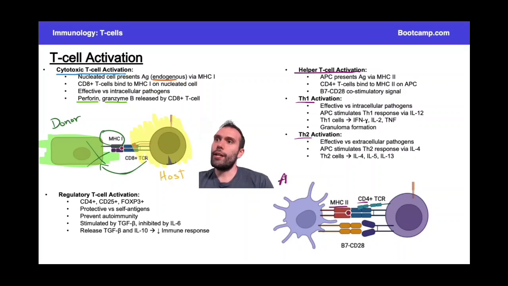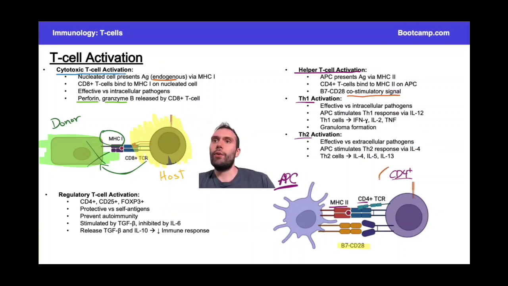An antigen presenting cell binding to a CD4 positive T cell, okay? So that's kind of what we've already talked about, and you can see it here. Here's the MHC2 receptor, here's the CD4 positive co-receptor, here's the T cell receptor, but there's also going to be a B7 CD28 binding, okay? And so essentially this is going to be a co-stimulatory signal. It's essentially going to help activate this T cell.